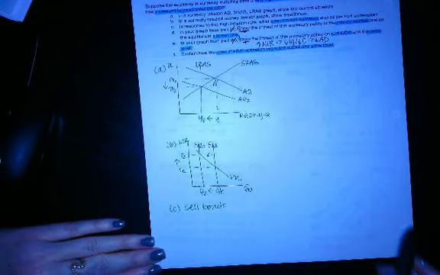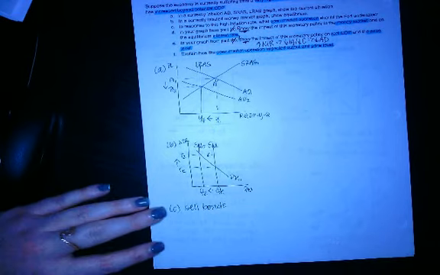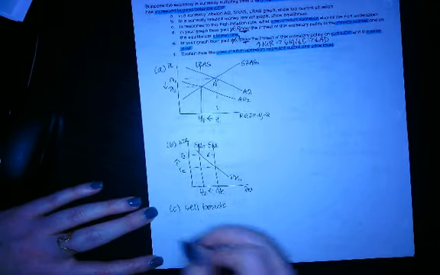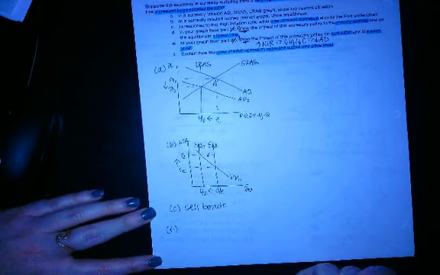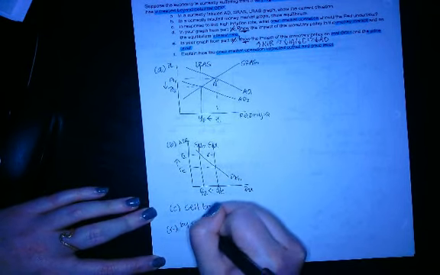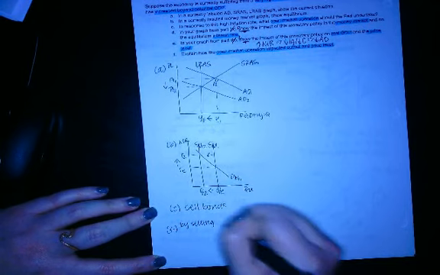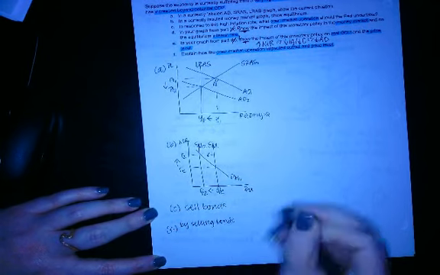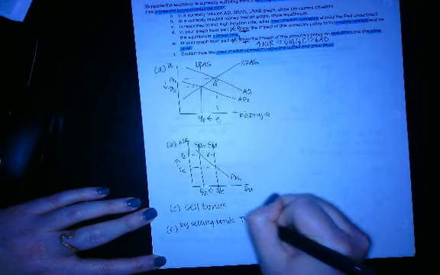F, explain how the open market operation impacted output and price level. All right, here's your explanation part. So, by selling bonds, the Fed was contracting the economy.